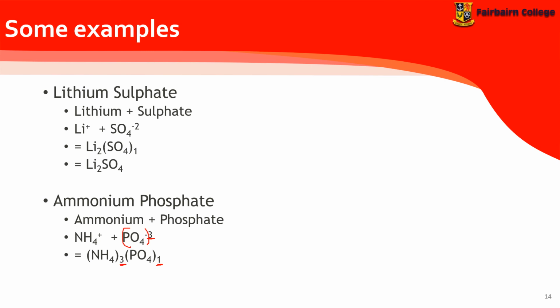We keep them in brackets because we don't want this 3 over here to interfere with this 4 over there. Okay, but this bracket on the other side can fall away, so it becomes NH4 in brackets 3 and then PO4.